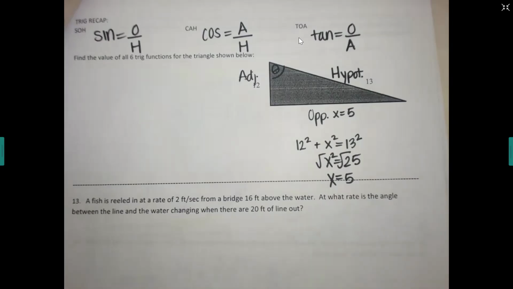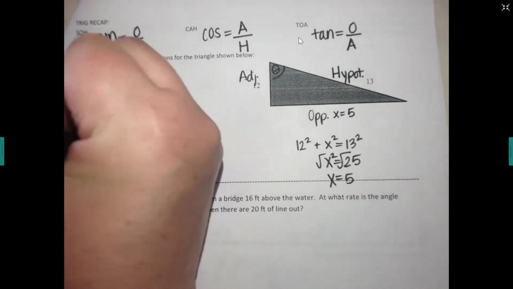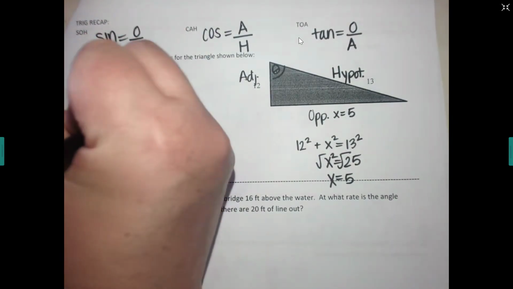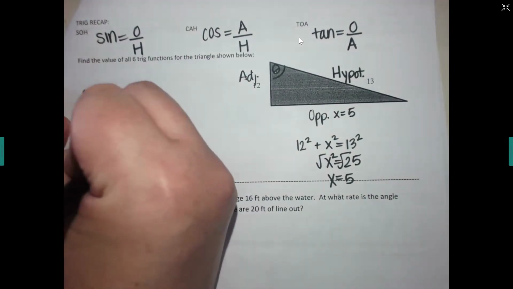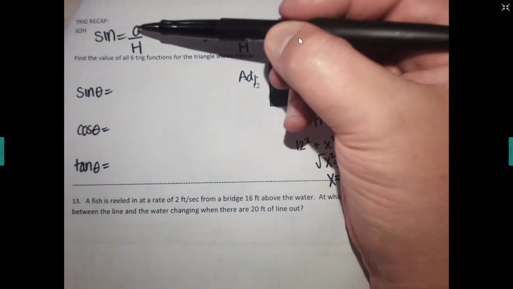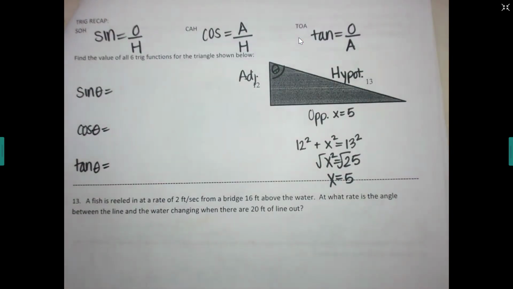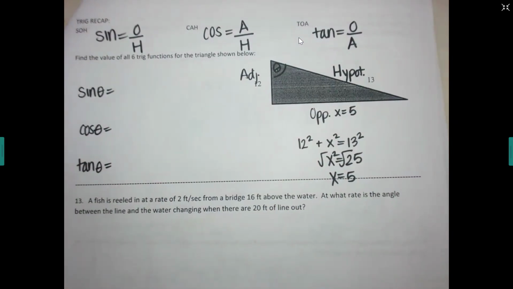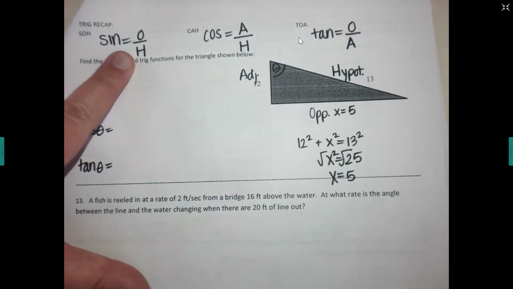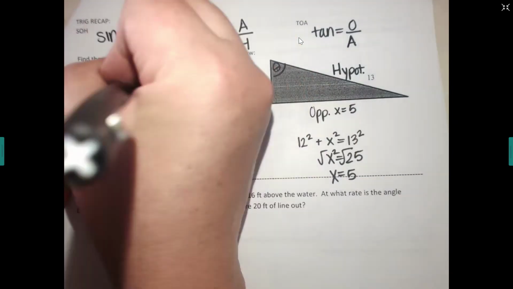Pick the SO, CA, or TOA ratio. So over here to the side, put sine theta equals, cosine theta equals, and tan theta equals. If sine is O over H, what numbers would that be from my triangle? So O over H for sine. 5/13. So that's the answer.